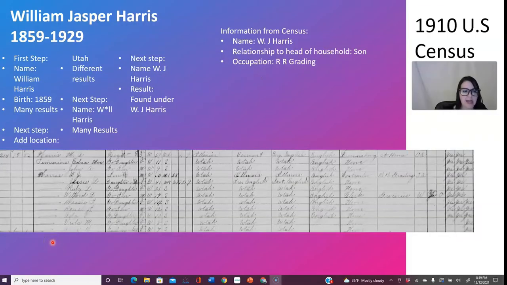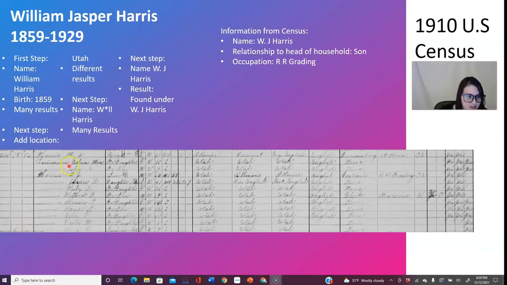So in 1910, I did 1859, his name, and I still had results. So then I added his location of Utah for his birth, and there were still none. There are different results. So after that, I did the wildcard. I did W asterisk 2L. So there has to be 3 letters, period. And then Harris. And I had many results. So then I remember, okay, in 1900 he went by William J. So he went by WJ. So I typed in WJ Harris, and I found him under WJ Harris.